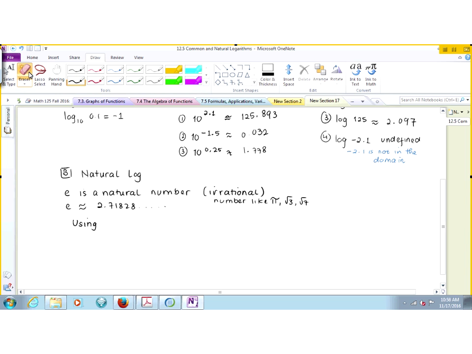So E is called a natural number. So ln x is log with base E of x. When you think about E, think about 2.7. What is E? Approximately 2.7. What is pi? Approximately 3.14. So it's the same thing. Don't be scared, it's just a number, approximately 2.7.